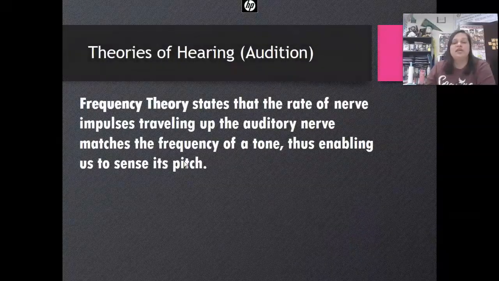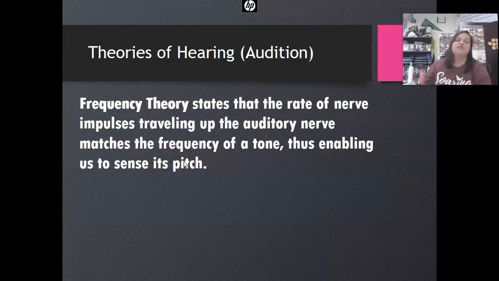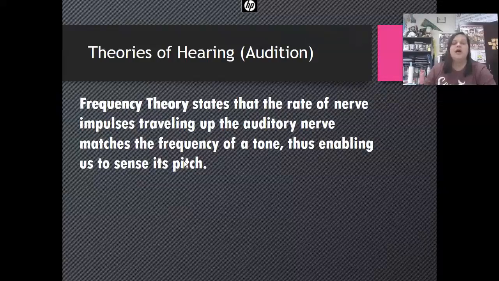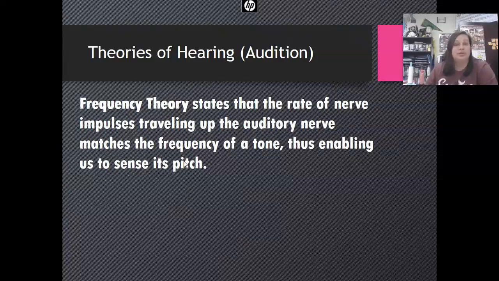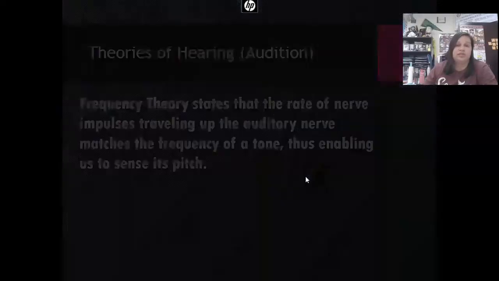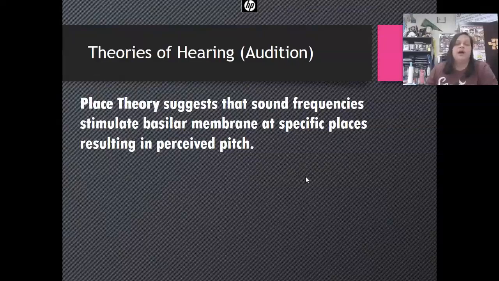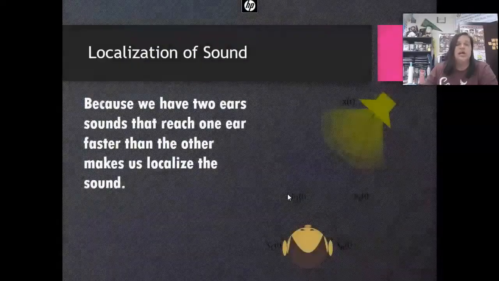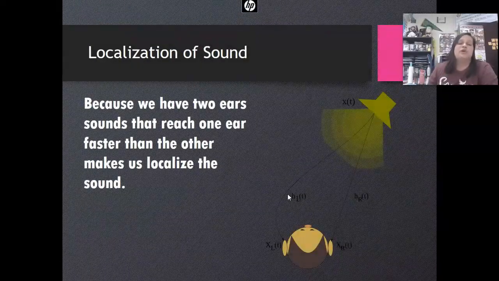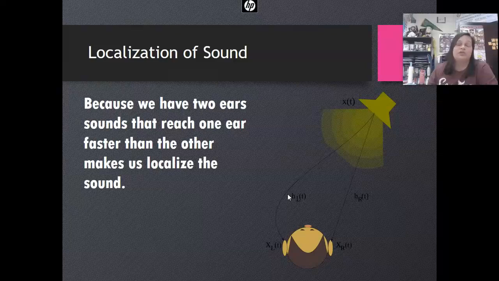A few theories of what allows us to hear. The frequency theory says that each nerve impulse has a different frequency of waves up the auditory nerve, and that matches the frequency of a tone, so we're able to sense pitches. So our ears are able to detect all the different frequencies of waves. The place theory says that there's actually a specific place on the basilar membrane designed to pick up on different pitches.